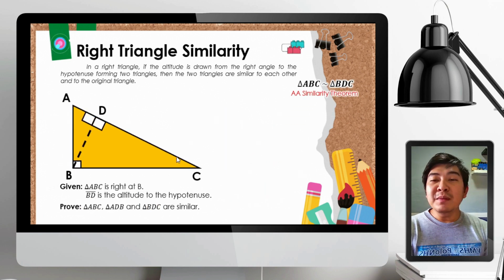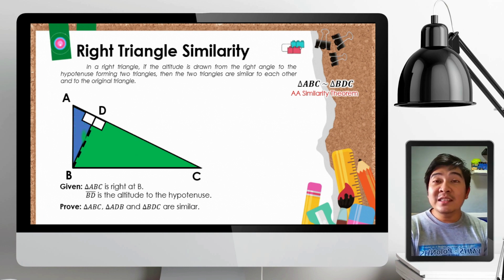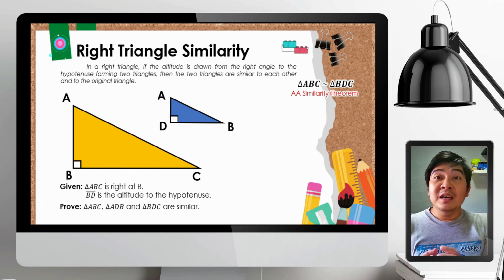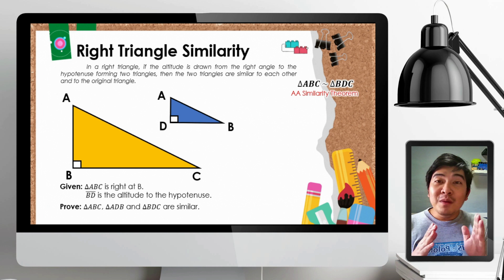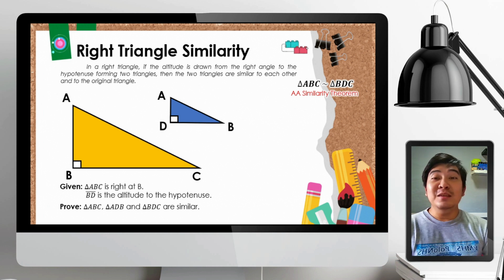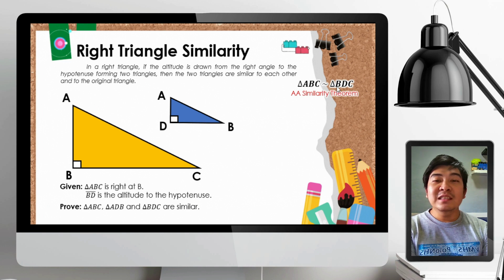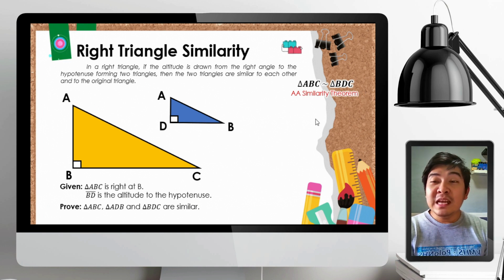What we will prove now is the biggest triangle and the smallest triangle. We flip the triangles so that we can see which sides or angles are similar. Let us take note that triangle ABC is similar to triangle BDC because of the AA similarity theorem, which we proved earlier.